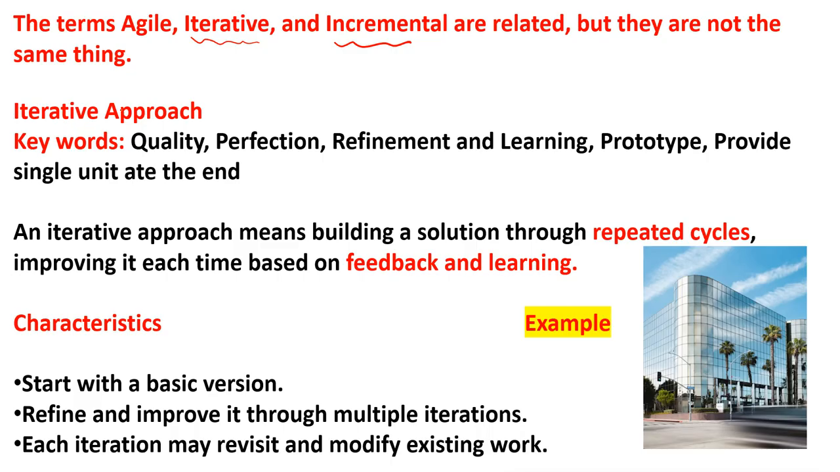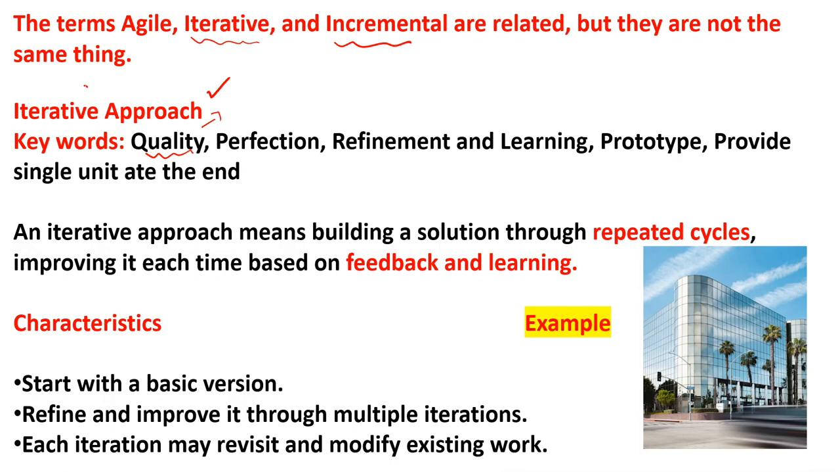First, we will talk about the iterative approach. Suppose you have a scenario of 3 or 4 lines, and you have to select whether it is incremental, iterative, hybrid, or agile. The keywords you will see are quality and perfection. Quality means we do not have to compromise on quality. Perfection, refinement and learning, prototype, and providing a single unit at the end.